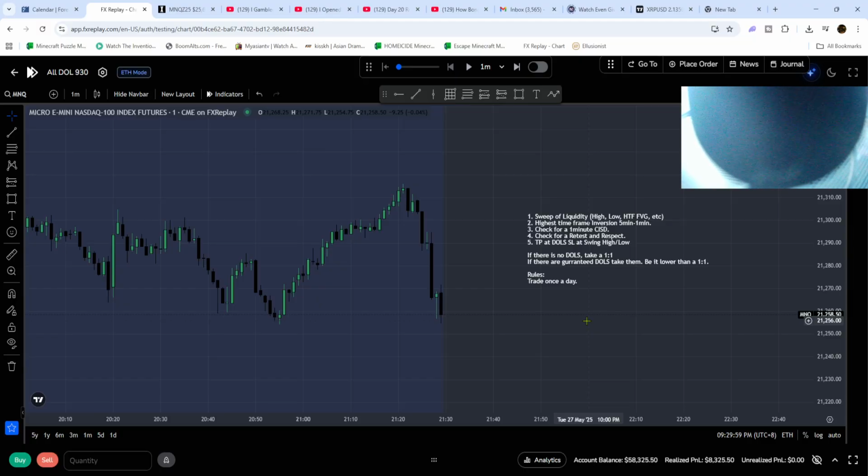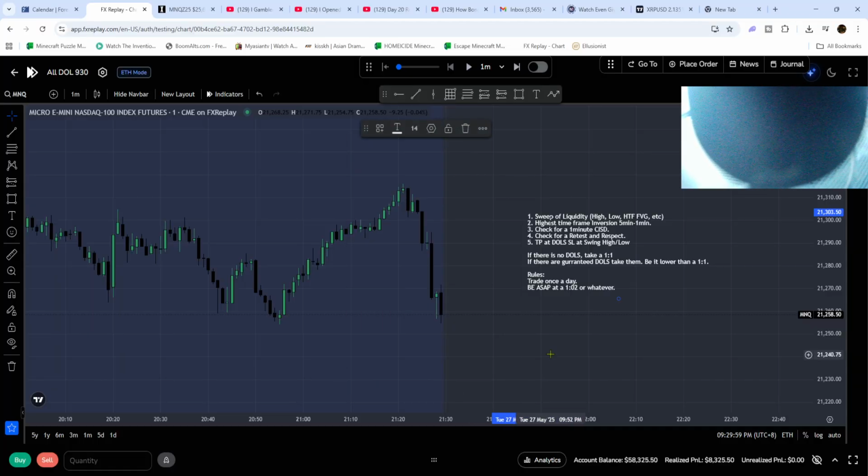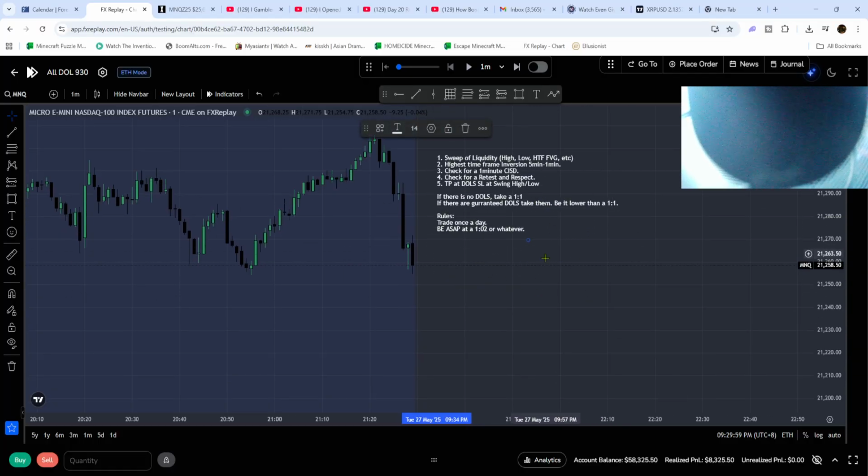When you break even, you break even. When you take your partials, you take your partials. And our rule is BE ASAP at 1 to 2 or whatever. I break even ASAP. So let's go through this model now.